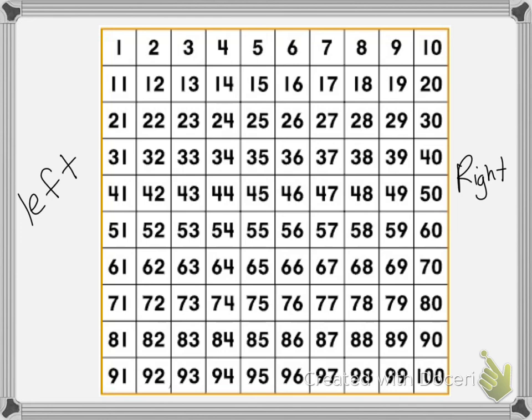Okay. So we have directions we will follow with this chart tomorrow. So just keep in mind which side is left and which side is right. Okay, and that's it for this lesson. Good luck on your homework.